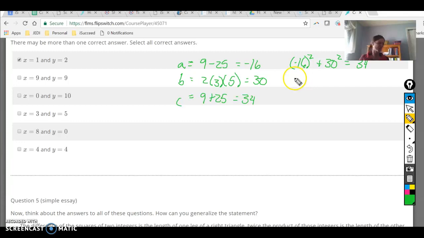Okay, now I have to say that negative 16 squared plus 30 squared equals 34 squared. And negative 16 squared is 256. 30 squared is 900, and 34 squared happens to be 1156, which gives me the same answer. Okay?